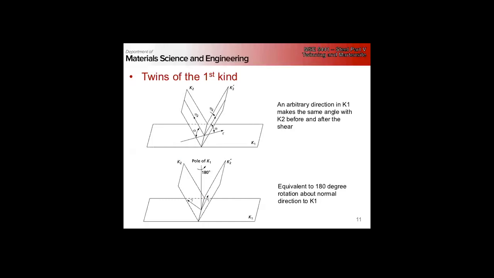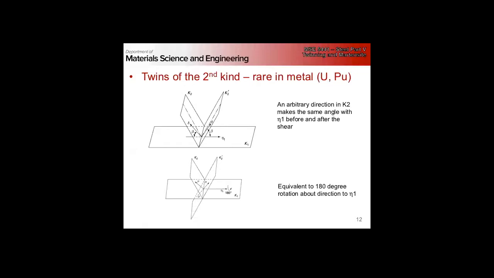Right? So this here now moves to here. And that's how the shear for a twin of the first kind is developed. Twins of the second kind tend to be rare in metals. They only happen in low symmetry metals, which means like the actinides and really, really heavy elements. They're very common in ceramics and geological materials.